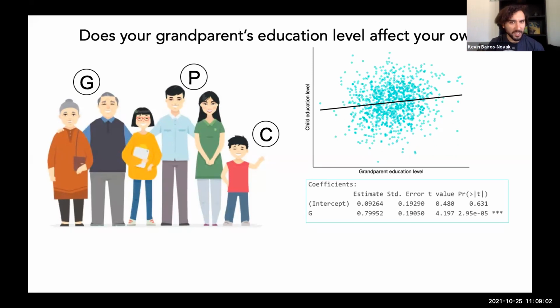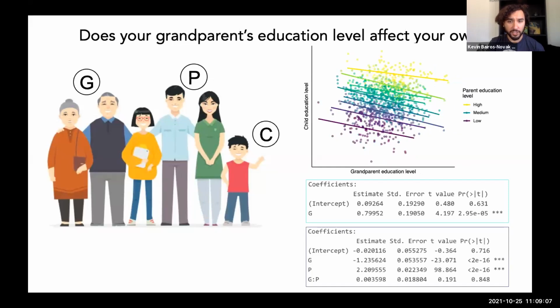But now let's look at the same exact model, but we add in parents as another covariate. If we do this, we see, again, a strong effect. I've actually included an interaction here, but the interaction is not significant. If you look at the bottom, there's nothing really there for the interaction. But grandparent and parent are strongly significant as parameters.